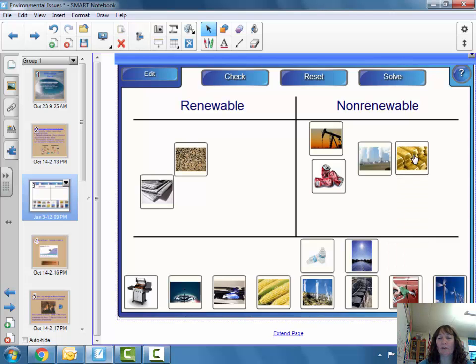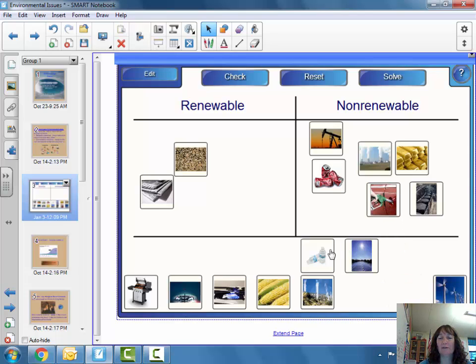So anything like that, like gold, coal, gasoline, those are all non-renewable things. Water, if you think like bottled water, we can always get more water, right? The problem is there's only so much water on the planet. We can't make new water, really. It's recycled through the water cycle.